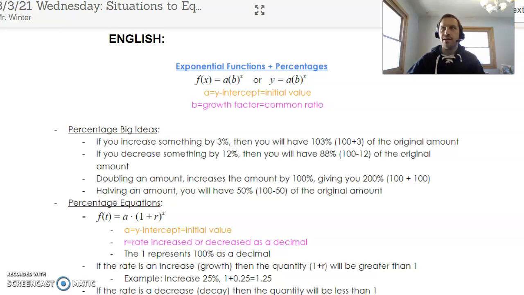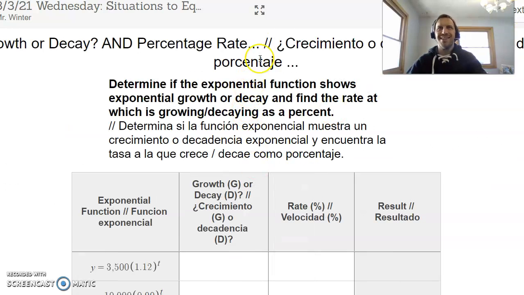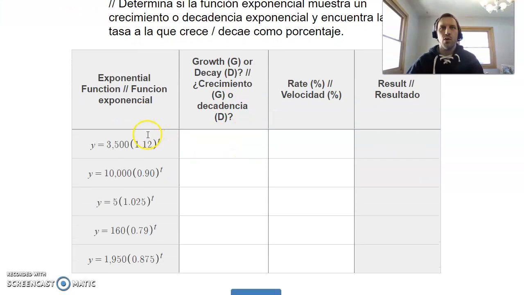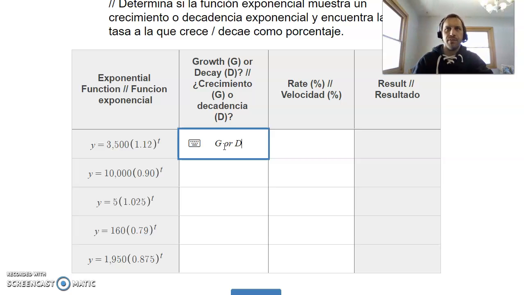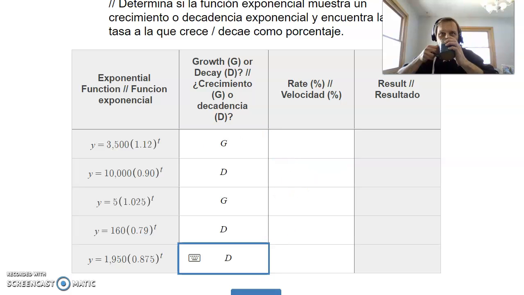Let's peek at our next slide here. So now you get to decide. Look at each of these rates here. We have 1.12, 0.9 or 0.90, 1.025. All right? And so you need to decide, are each of these rates bigger than 1 or are they less than 1? And then you're going to type either a capital G or a capital D for growth or decay. So go ahead and fill all these out, and then we'll talk about what this box means in a second. So go.